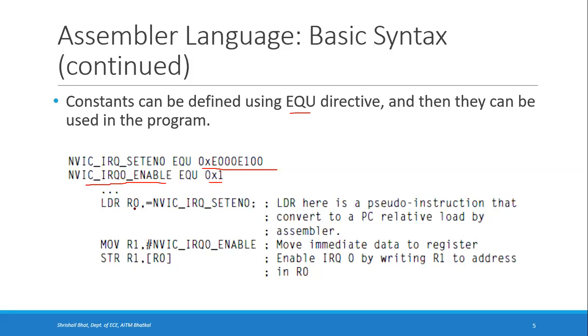In R0, what do you have? The address of this particular thing. So in the memory location pointed to by this address, we are going to store R1. In the store instruction, R1 is the source and this is the destination. R1 has this value 1, so that 1 will be stored into the memory location pointed to by R0. So this is actually enabling interrupt request 0 by writing R1 to the address in R0. It's an example of a program.